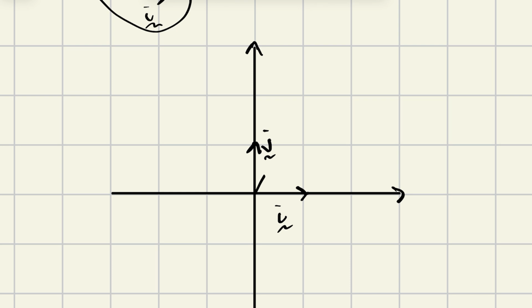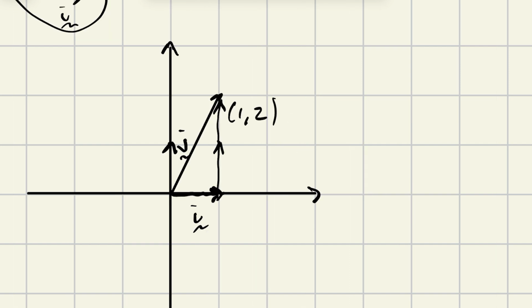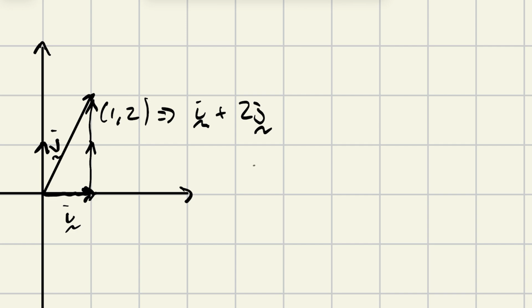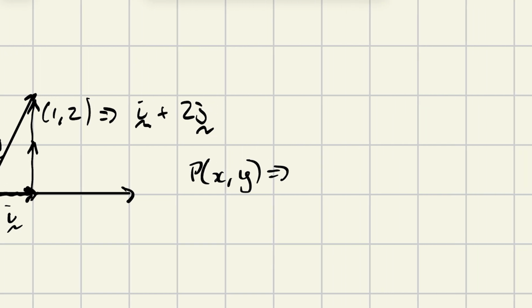So if I have a vector like this going to the point 1, 2, this vector can be made by using one I vector and then two j vectors. So this point would correspond to the vector I plus 2j. Now it comes that any point on the Cartesian plane, given an x coordinate and a y coordinate, can be represented as the x coordinate times I plus the y coordinate times j.